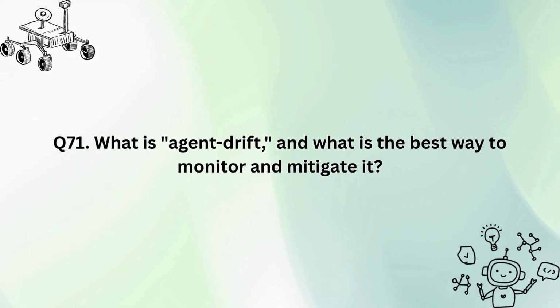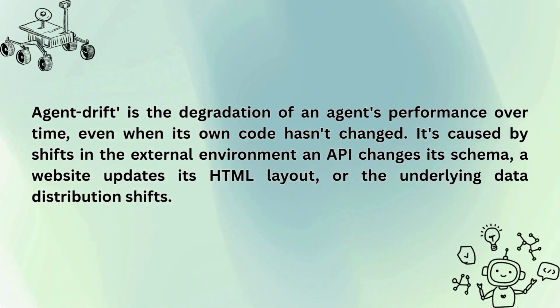What is agent drift? And what is the best way to monitor and mitigate it? Agent drift is the degradation of an agent's performance over time, even when its own code hasn't changed. It's caused by shifts in the external environment. An API changes its schema, a website updates its HTML layout, or the underlying data distribution shifts.